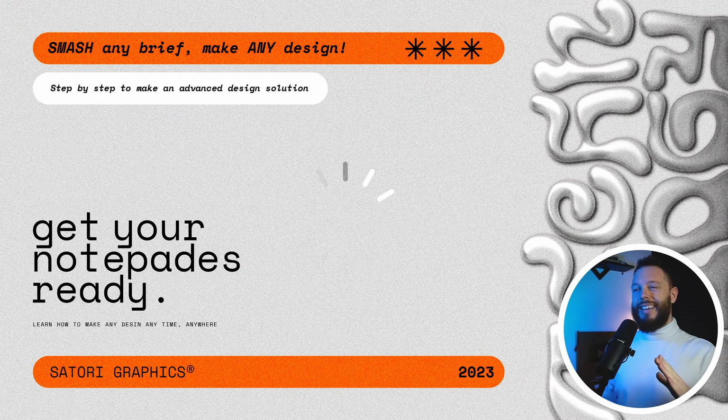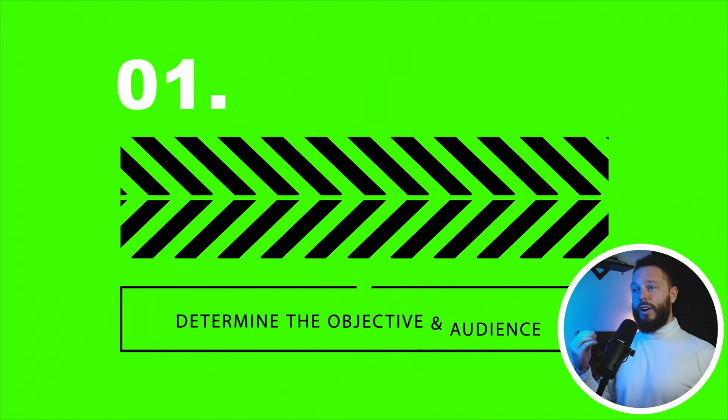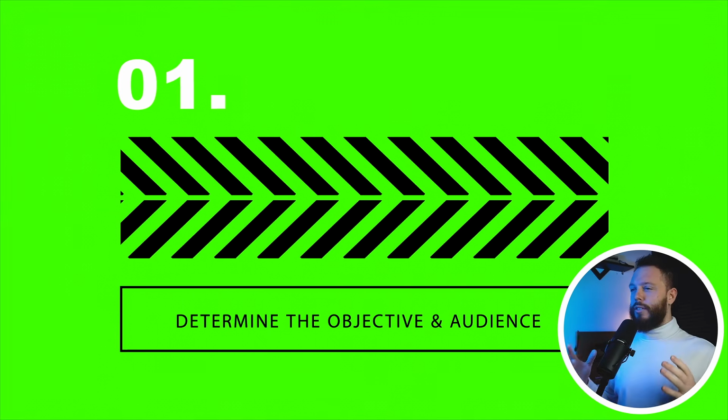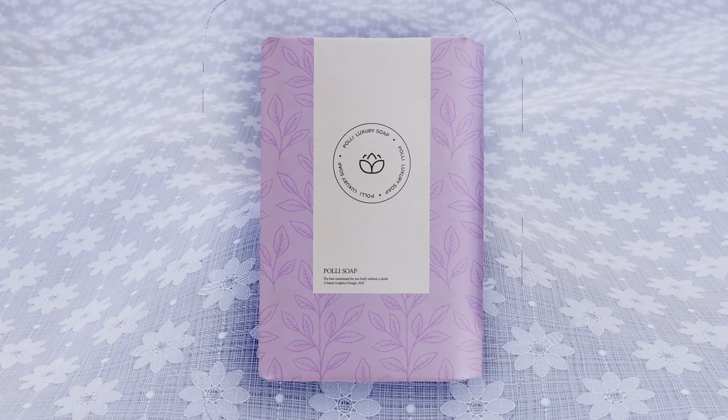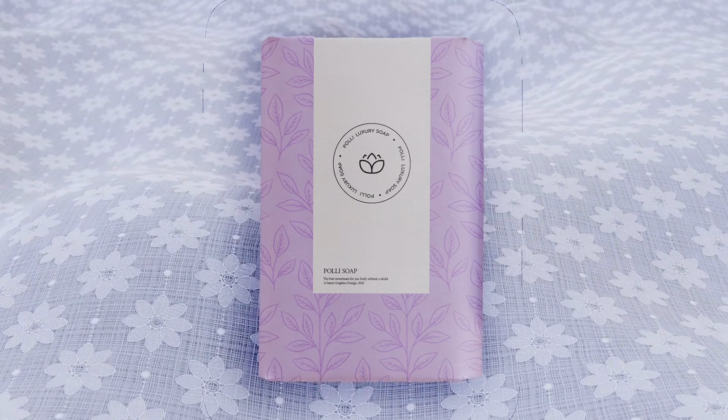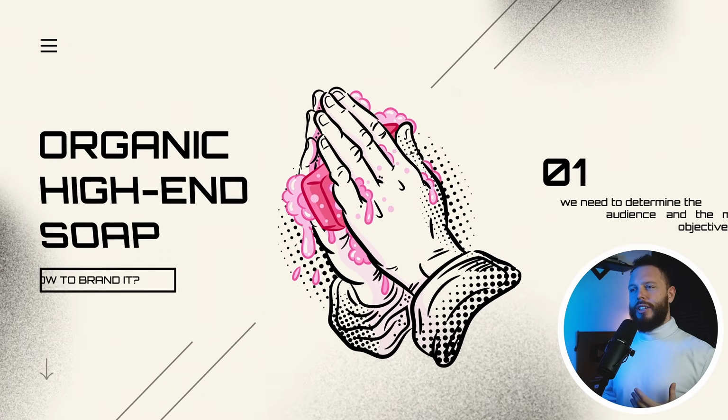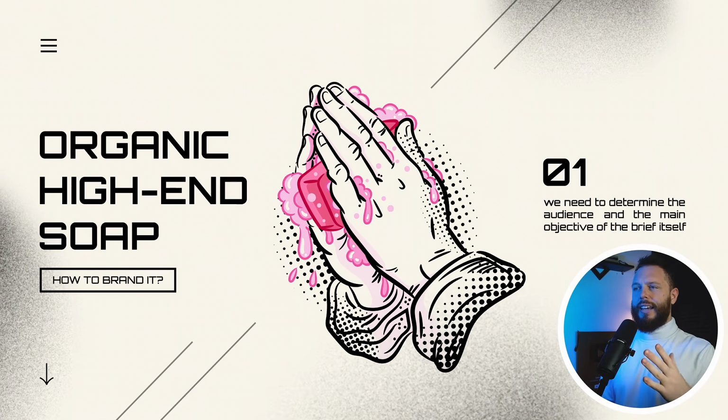Okay, so the first thing we've got to do is to define the objective and the audience of our design. Now I'm going to be designing a soap package design later in the video so you can see how this process actually works in real time on a real design. But yeah, first we should establish the audience and the objective of the design. So let's say we're working on the packaging and branding for an organic and somewhat higher end soap product.